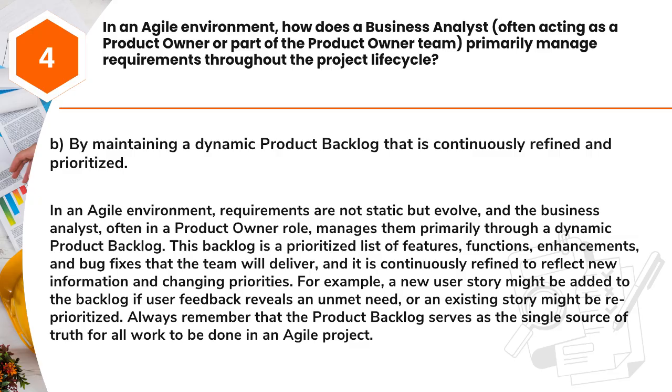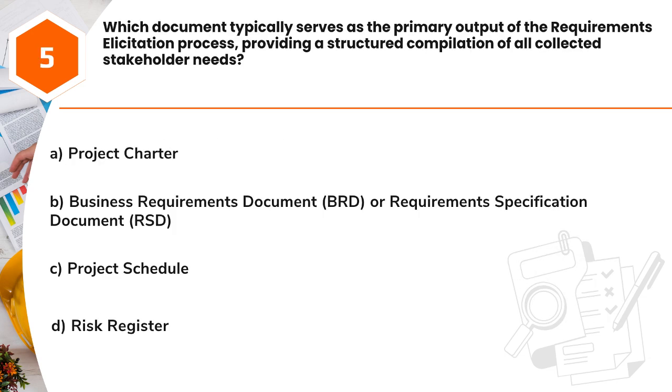For example, a new user story might be added to the backlog if user feedback reveals an unmet need, or an existing story might be reprioritized. Always remember that the product backlog serves as the single source of truth for all work to be done in an Agile project.